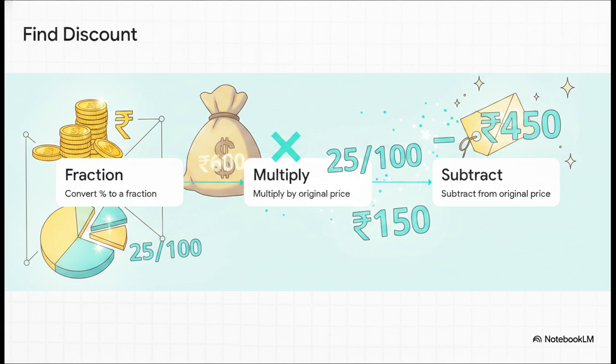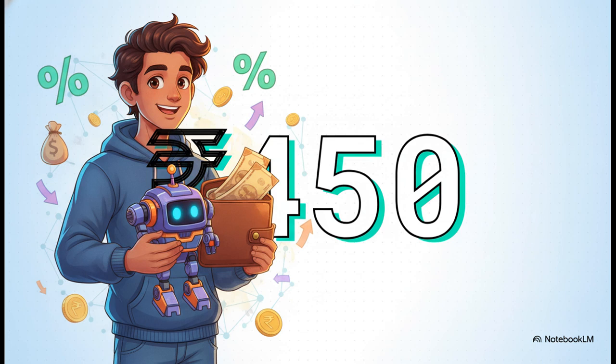That means the store is knocking $150 off the price. Finally, we just subtract that discount from the original cost. 600 minus 150 leaves us with $450. The final selling price of the toy is $450, and since Akshay has $500 in his wallet, he absolutely has enough cash to buy it with 50 bucks left over for a snack. This right here is the real practical power of knowing how to calculate percentages on the fly.